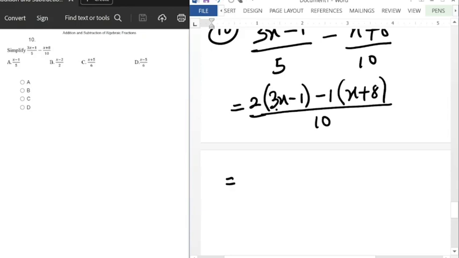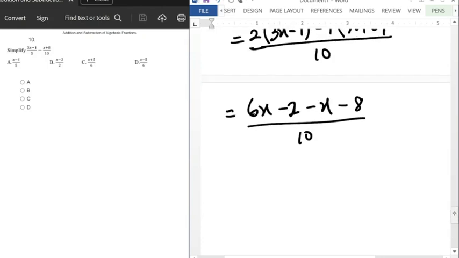So 2 times 3x is going to give us 6x, minus 1, 2 times minus 1 is minus 2. You can see the same thing, I wanted to make the mistake here, which is very, very important. You look at it very well when you are solving it. So minus 1 times x will give us minus x. Minus 1 times plus 8 will give us minus 8, divided by 10.